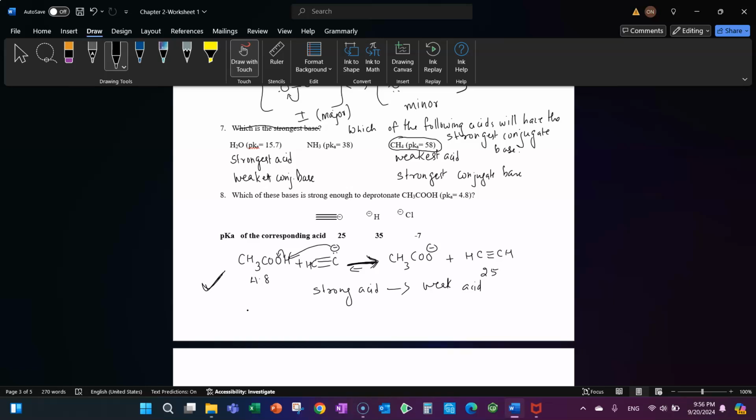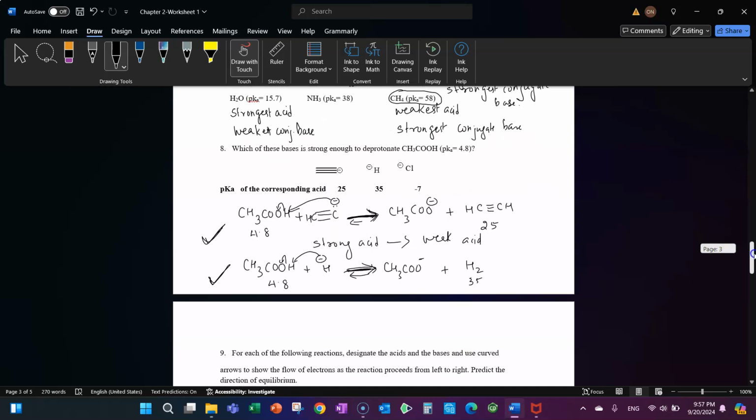What about the next one? Same thing here. We have CH3COOH plus H minus, hydride. Same thing, you can remove the proton and put the electrons here. You have CH3COO minus as the conjugate base of that acid, and hydrogen. Now hydrogen's pKa is 35. This is given as 4.8. Again, as per the previous rule, the equilibrium will definitely move in the forward direction because we are going from a strong acid to a weaker acid. So check out this one too.